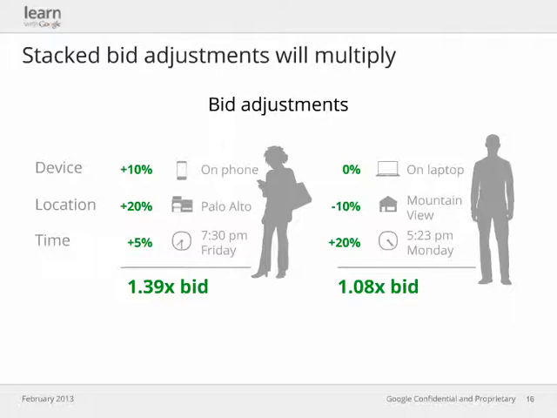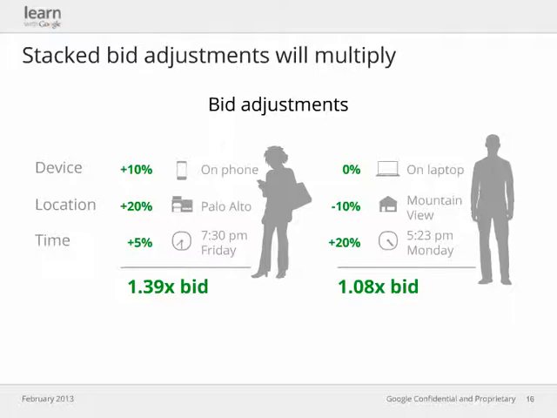If we refer to the left-hand side of this slide, on device, for example, if you make a bid adjustment on your mobile focus of an increase of 10%, it will take your baseline bid, in this example $1, and add a 10% factor to that $1, making it $1.10. If you then add a location bid adjustment of 20%, it takes that again and multiplies it by the 20%, and then by time, multiplies it again by 5%, which gives you a new bid of $1.39.